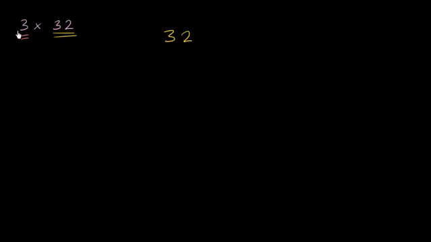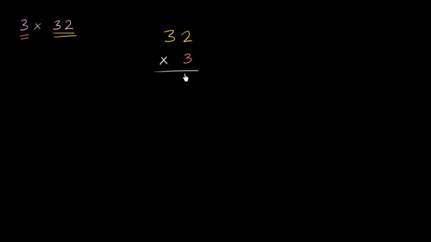And since the smaller number is only one digit, it's only a ones digit, I put that below the ones place on the larger number. So I'll put the 3 right over here. And of course, we can't forget our multiplication symbol. And this is essentially a way of saying the same thing. You could read this as 32 times 3, but 32 times 3 is the exact same value as 3 times 32. It doesn't matter what order you multiply in.